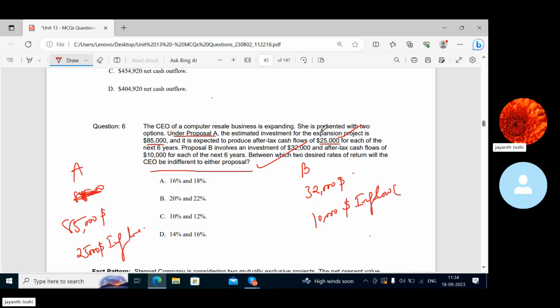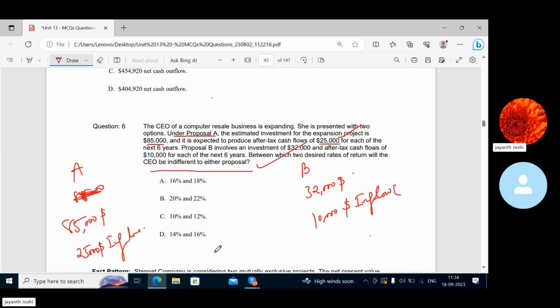So what do you think? What shall be done with this kind of question? See, the desired rate of return at which the two projects will produce the same NPV can be found by calculating the IRR of the difference in cash flows between the two projects.